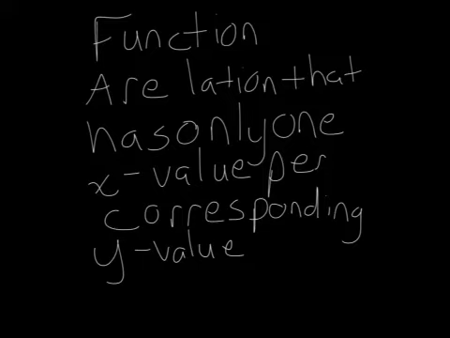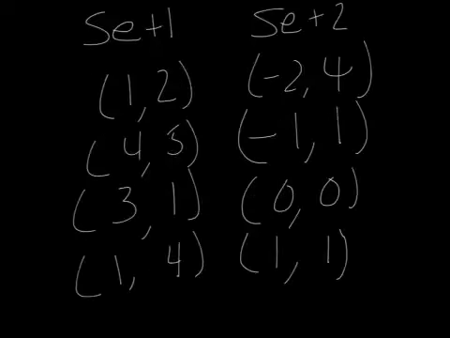The last thing we're going to talk about are functions. A function is a special relation that has only one y value per corresponding x value. A relation may have multiple y values for one x value, but a function can only have one y value for each x value. That may sound confusing, but we're going to look at some examples of how to determine whether or not it's a function.